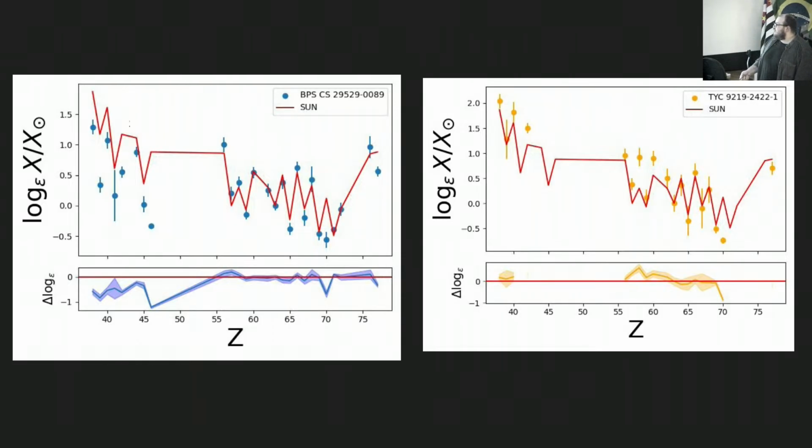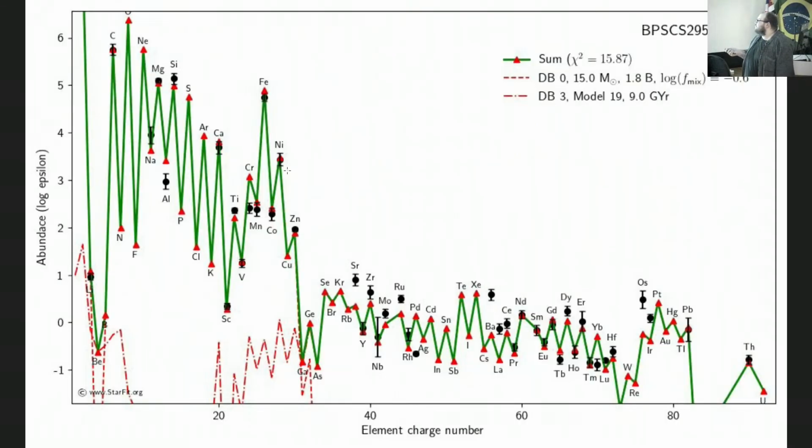Here is a comparison of the r-process pattern from BPS and TIC against the solar r-process pattern. You can see that for some elements it doesn't fit well. So what we did was to try to fit models of population III stars and neutron star mergers to these stars to see what are the probable progenitors for these two stars. So here we fitted using StarFit all the measured abundances for BPS.